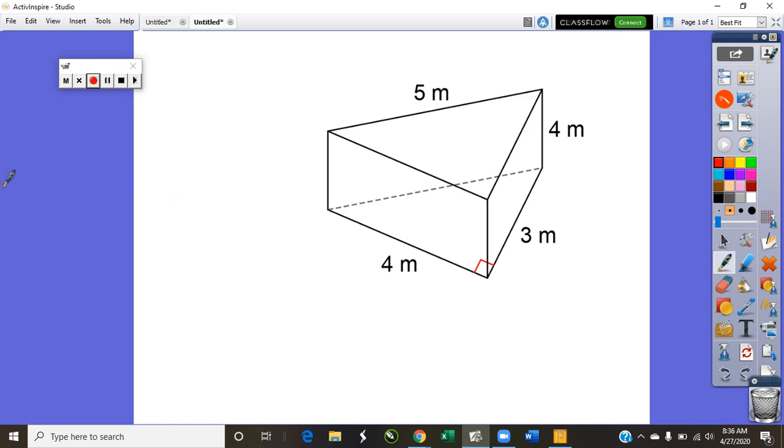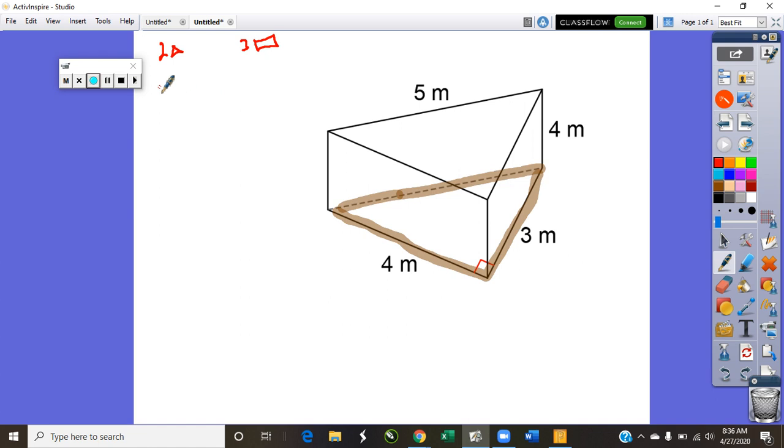Okay, so here's what I got. I've got this triangular prism. Okay, and again, I have 2 triangles and 3 rectangles. Let's start with finding the triangles. Okay, so let's go ahead and knock this triangle right here on the bottom. Let's knock the area of that one out.